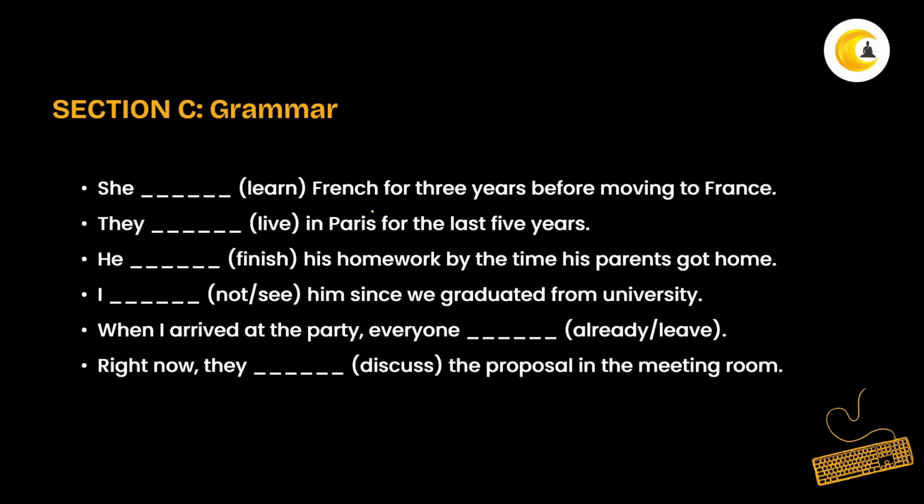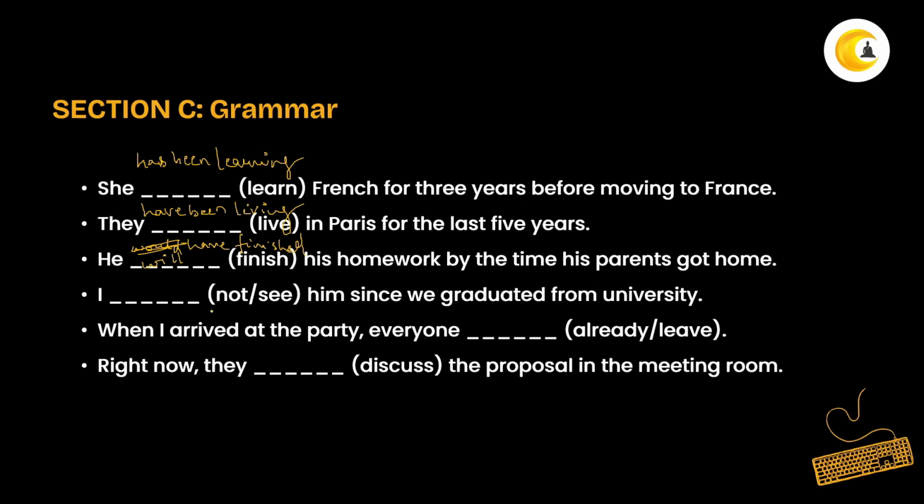Next. She dash learn French for 3 years before moving to Paris. She has been learning French for 3 years before moving to Paris. Okay? They dash live in Paris for last 5 years. They have been living. Okay? He dash finish his homework by the time his parents got home. He would have finished his homework by the time his parents got home. Or sorry, not would. He will have.